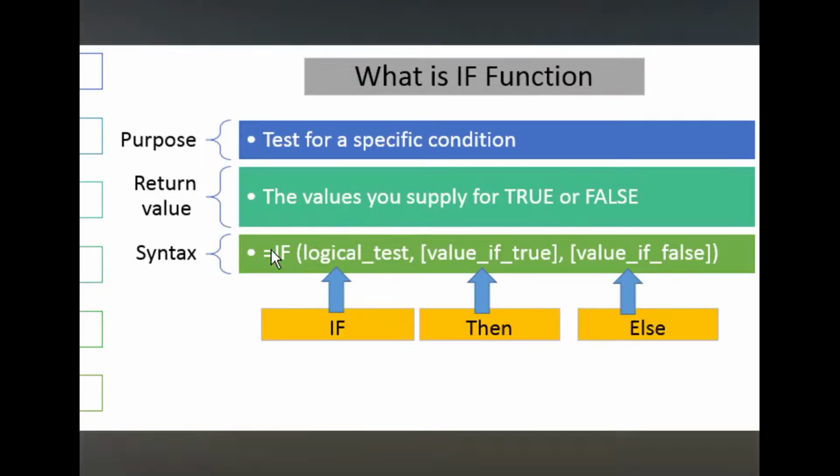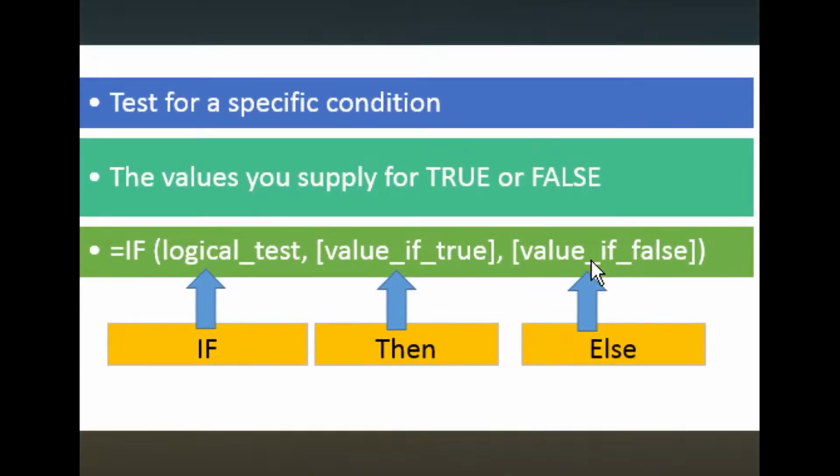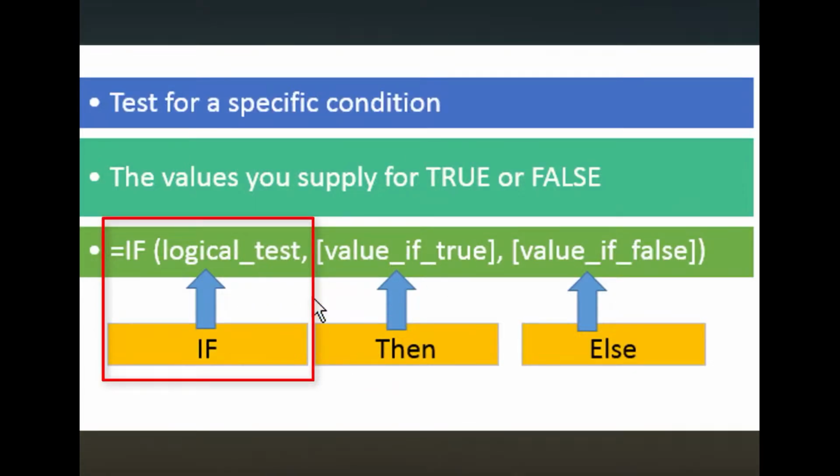And here you can see the syntax of the Excel if function: if logical test, then comma, then value if true, then value if false. And you can summarize the whole syntax into 3 simple steps, that is if, then, else. Like this logical test is your if condition, then this is your then condition, that if this condition is true, then you want this value.